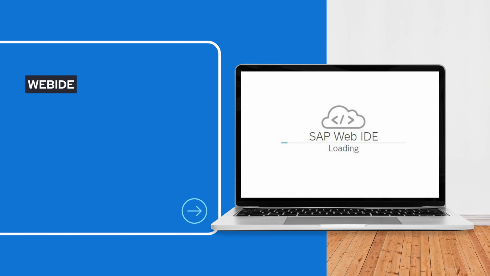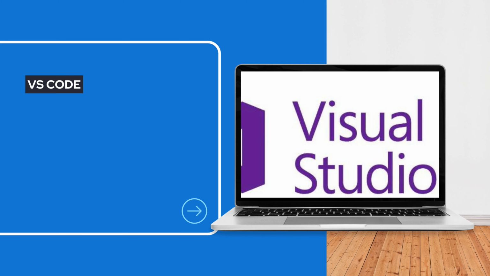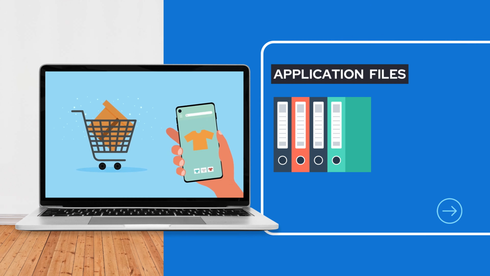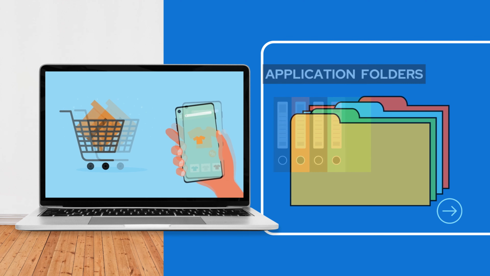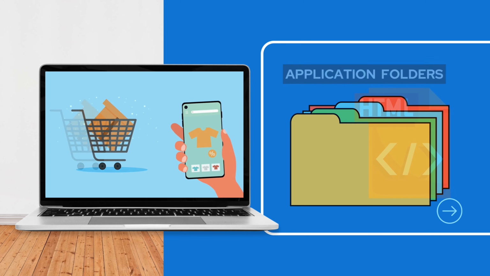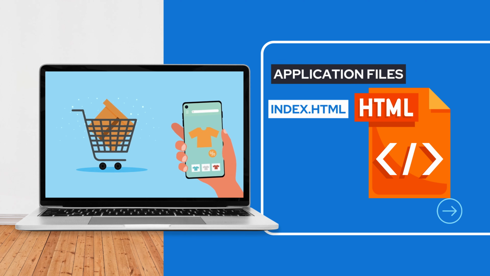Open your preferred development environment, such as SAP Web IDE or Visual Studio Code. Create a new project folder and navigate into it. In SAP UI5, an application consists of multiple files and folders. Create the following files in your project folder.